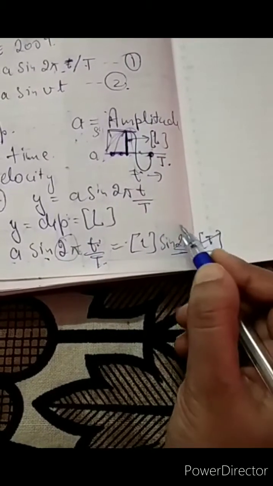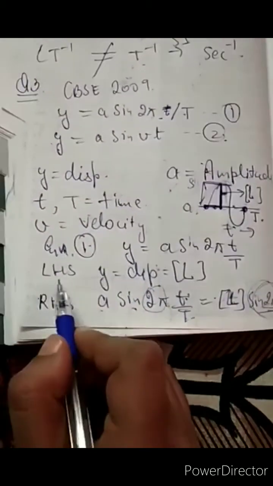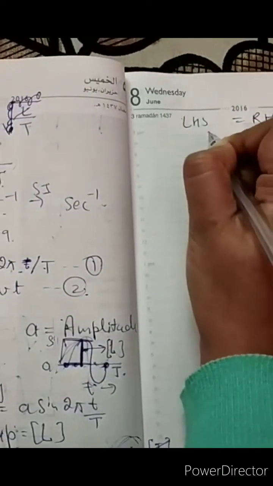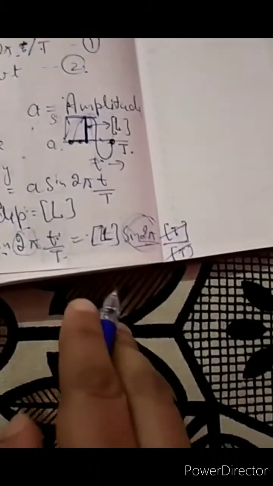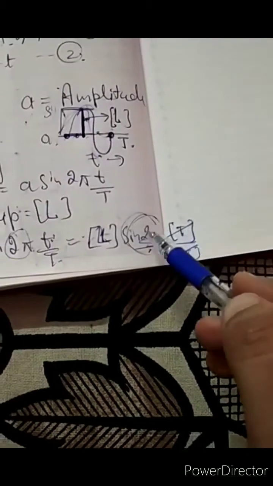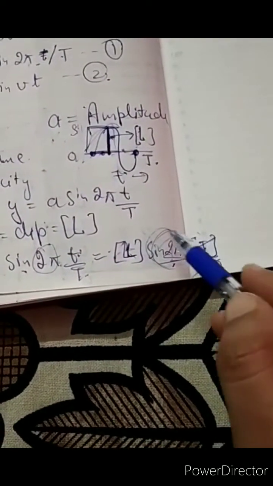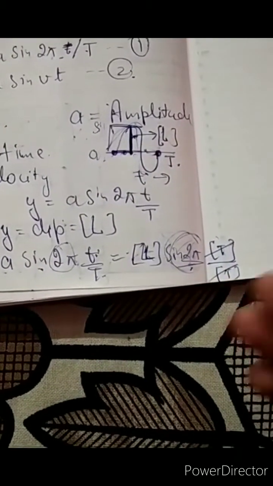So time to time cancel out. It is constant, so it is angle, and we are left with length. So in LHS we have length, and RHS also length. LHS equals to RHS, that is L is equals to L. Sine is of 2 pi, and 2 pi equals to 180 degree. It doesn't have any unit. Angle doesn't have any unit. Length to length cancel. Angle has no dimensions.